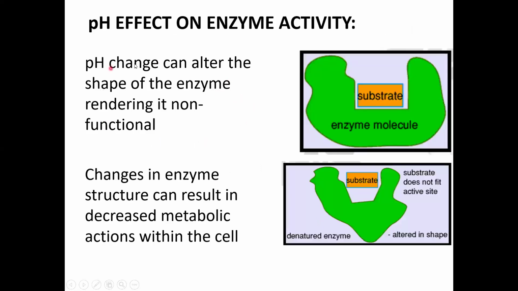Regarding enzymes, the shape of the enzyme can change. This is the normal active site of the enzyme, at a particular pH, at which the substrate can bind. But a change in the pH actually changes the structure of the enzyme, and the shape of the active site also changes. As a result, the substrate is not going to bind or fit into the active site, due to the altered shape of the denatured enzyme. As a result, the enzyme activity is going to be inhibited.